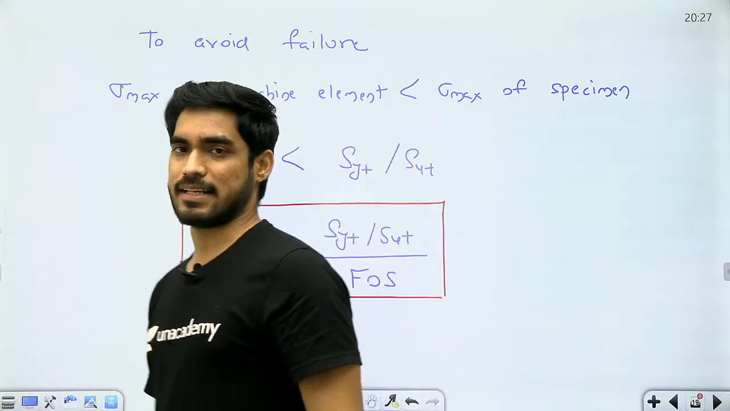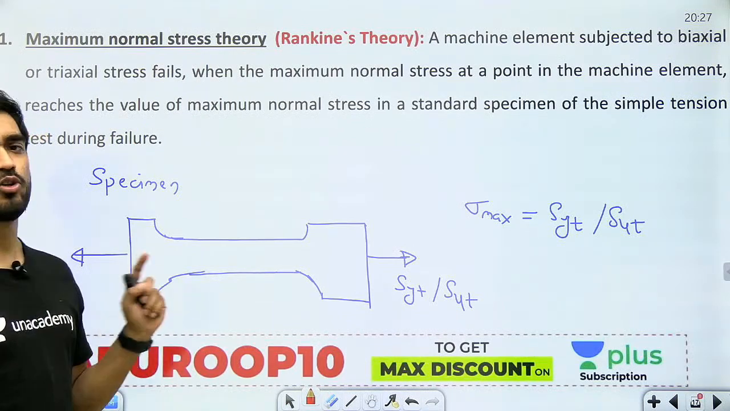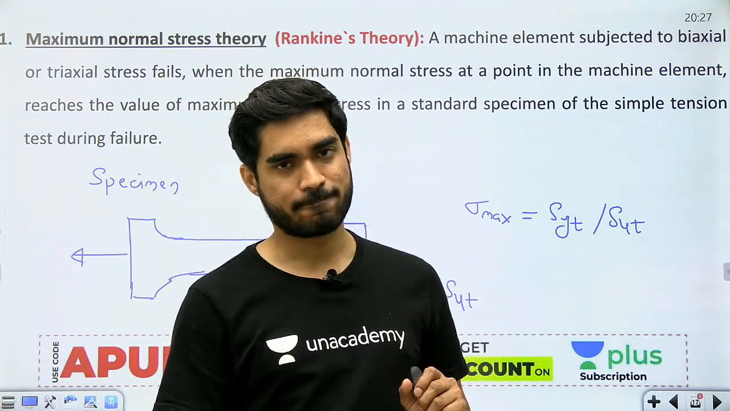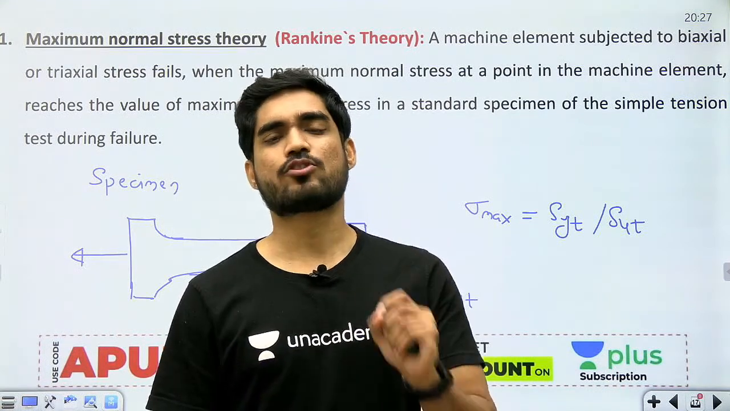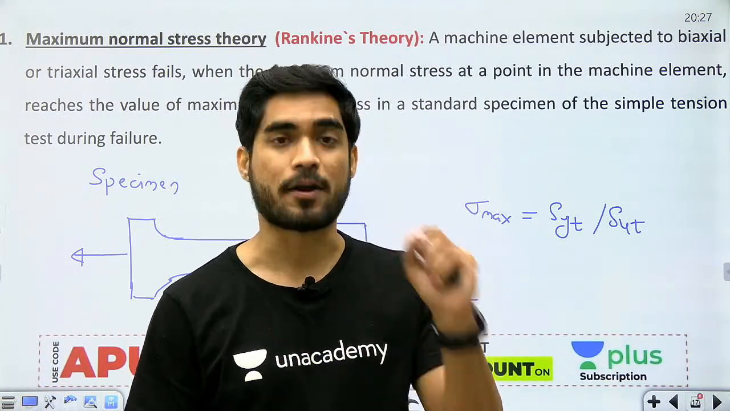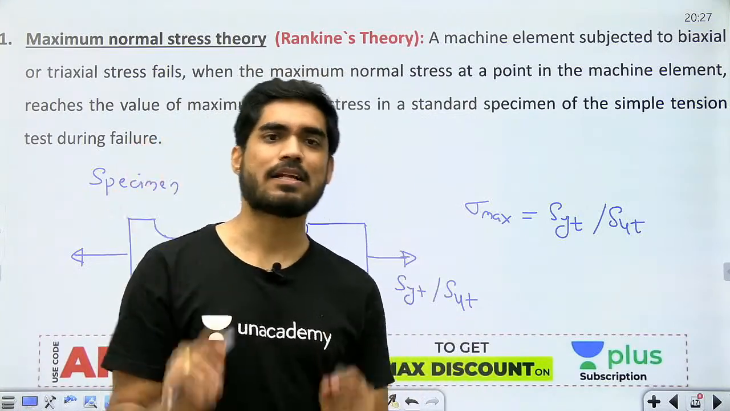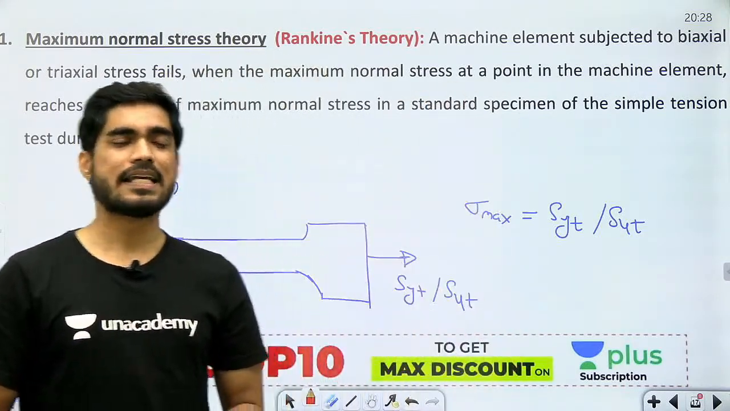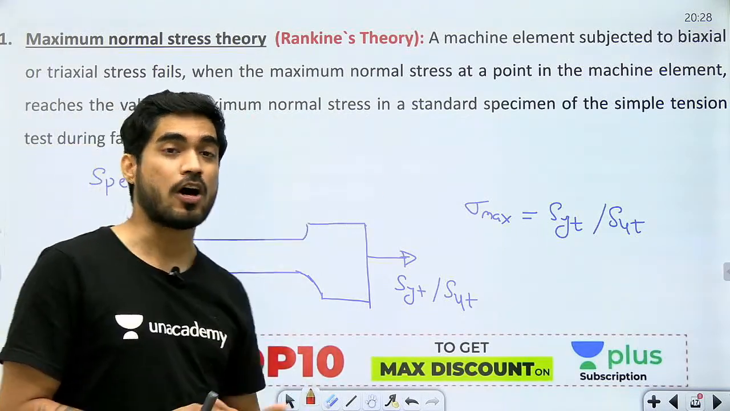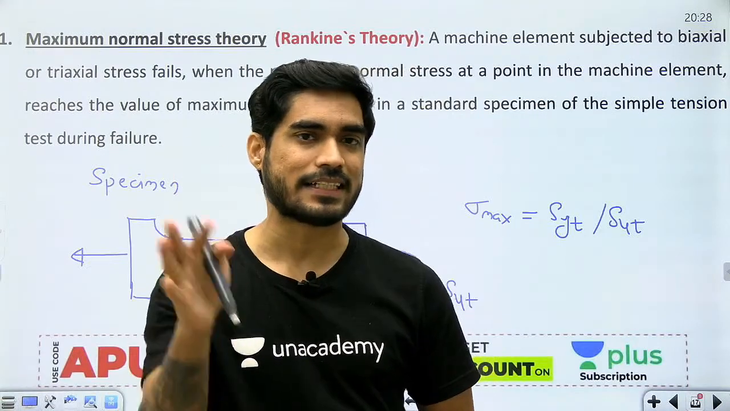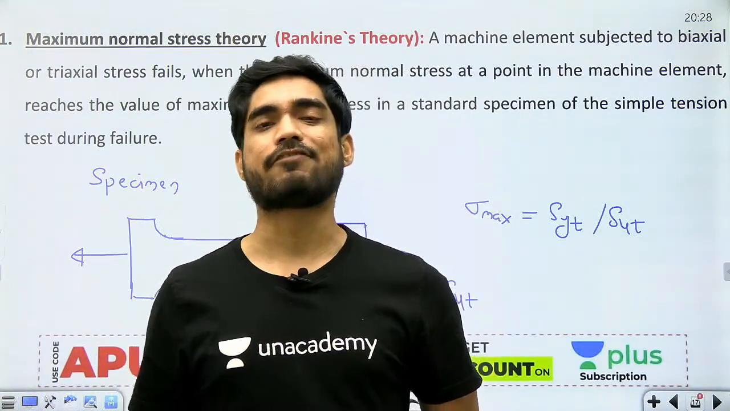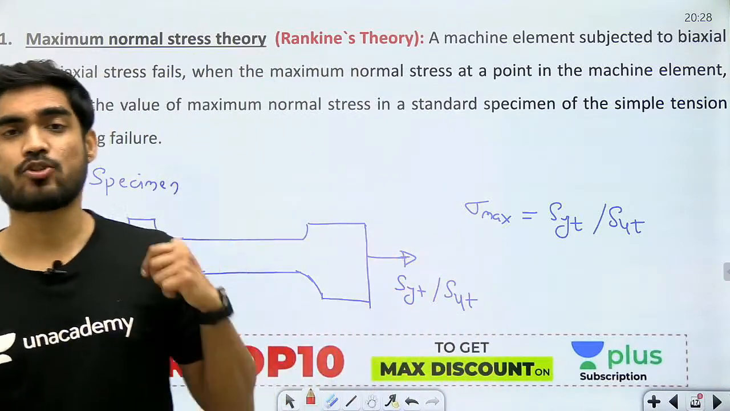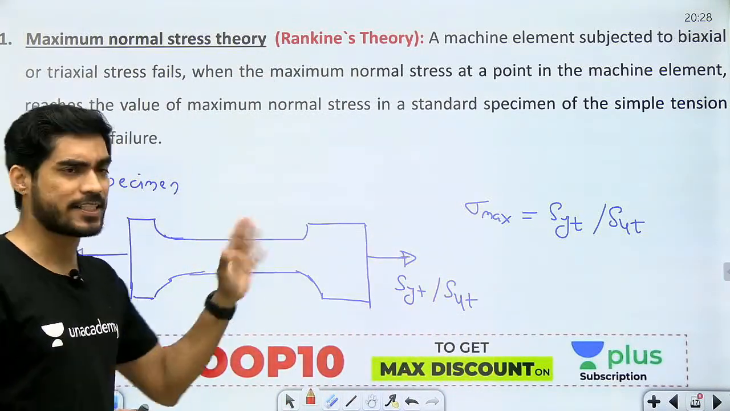Now beta, understand, in this theory I am going to assume that the machine element is going to fail due to normal stress. So this theory will be suitable for a material which fails due to normal stress. There are two types of stresses within the material, normal stress and shear stress. Some materials fail due to normal stress, some fail due to shear stress. And which material fails due to normal stress? Ductile material or brittle material? Brittle material fails due to normal stress. Ductile material fails due to shear stress. So this theory will not be suitable for ductile material. Why? Because here we are not checking the shear stress.